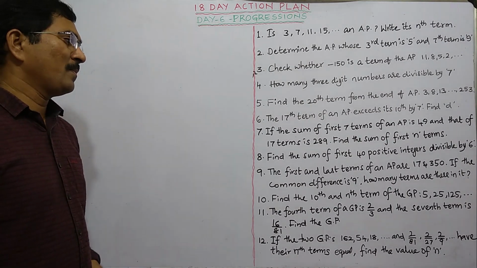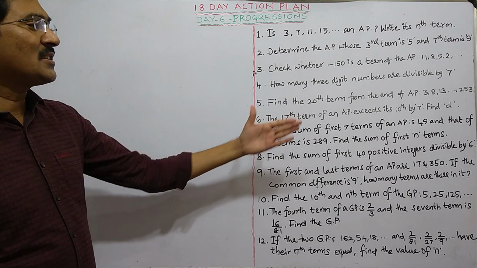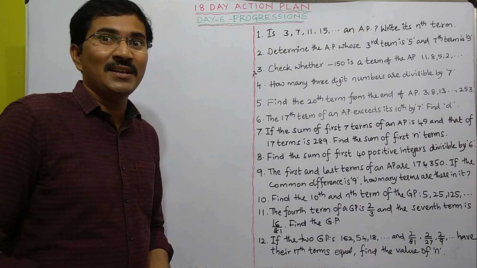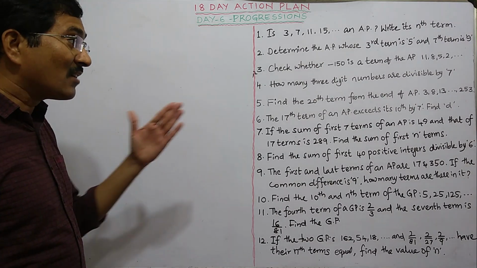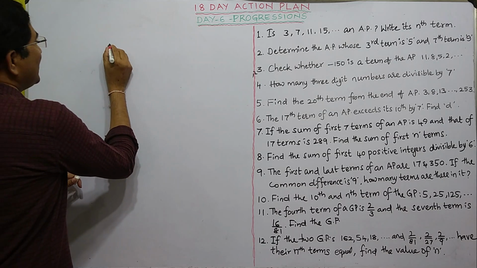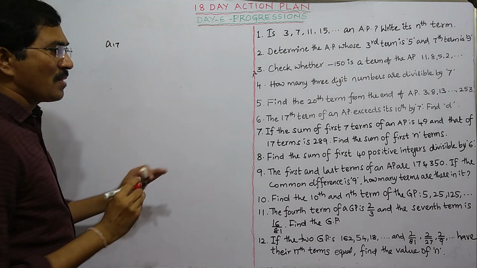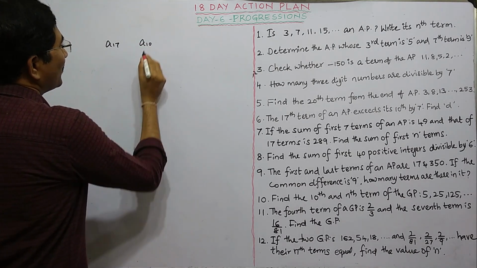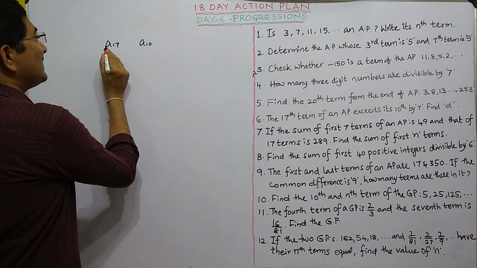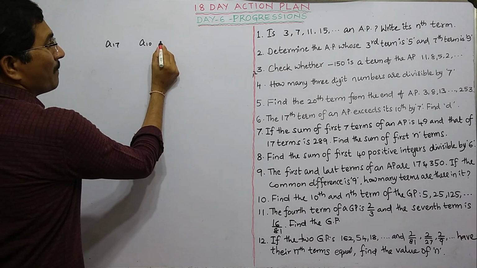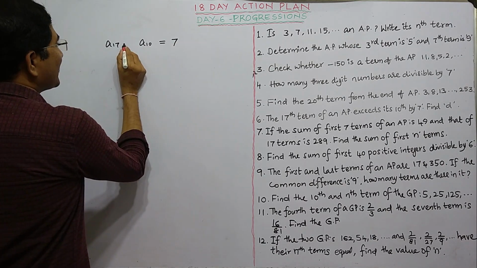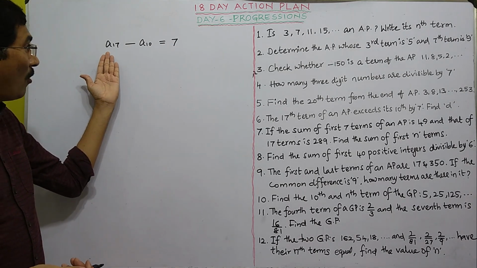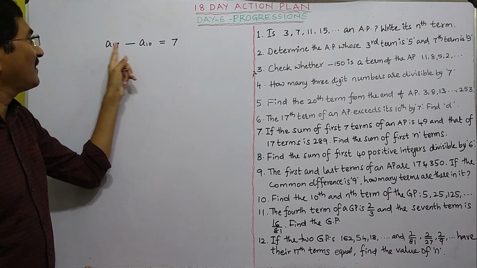Coming to the 6th problem now, the last problem of this session. The 17th term of an AP exceeds its 10th term by 7. Find out d. What an interesting problem. The 17th term will be a17. Exceeds its 10th term, the 10th term will be a10. So that means this is greater than this one by 7. So if you subtract this one from this one, you will get 7. Yes or no? This minus this gives you 7.